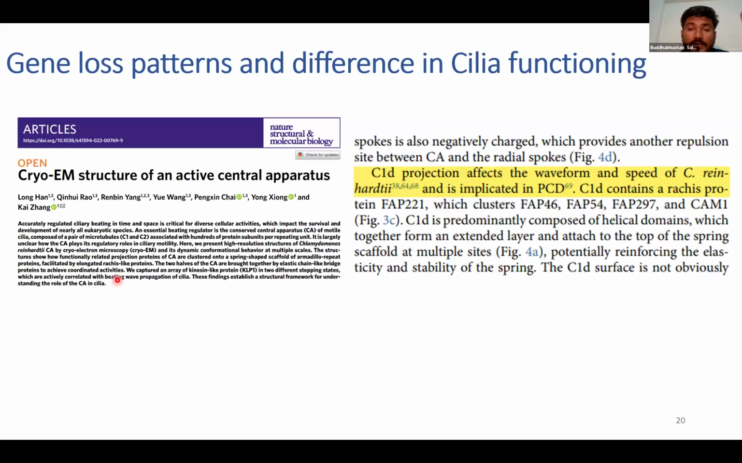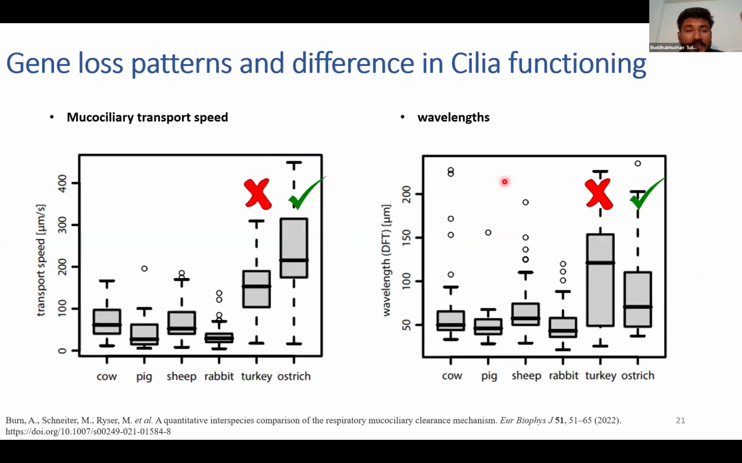Apart from susceptibility, the cryo study proved that the C1d projections affect the waveform and implicate primary ciliary dyskinesia. What we found is that where the gene was intact, the mucociliary transport speed is higher compared to turkey, where this gene got lost. Again, the waveform was different in these two species.